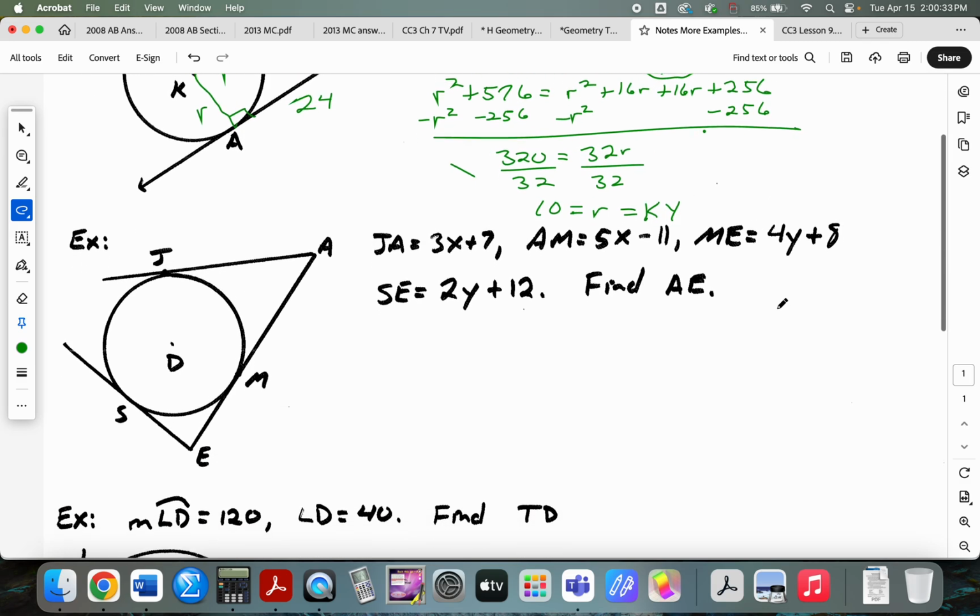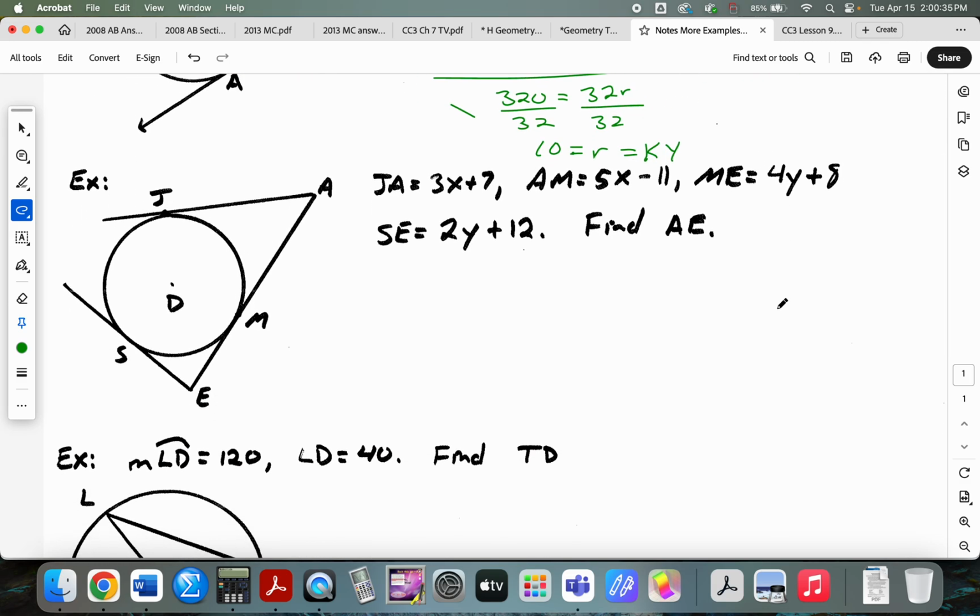All right, let's take a look at this next one. So the length of JA is 3x plus 7. The length of AM is 5x minus 11. The length of ME is 4y plus 8. And the length of SE is 2y plus 12.